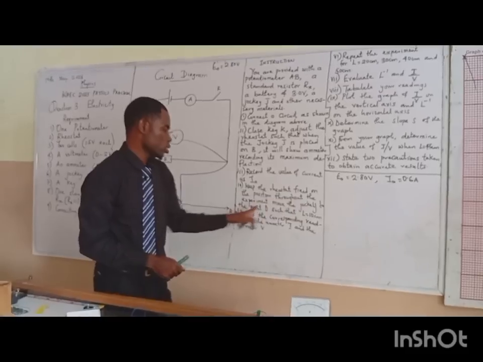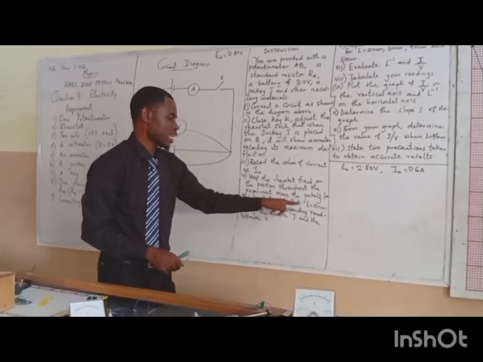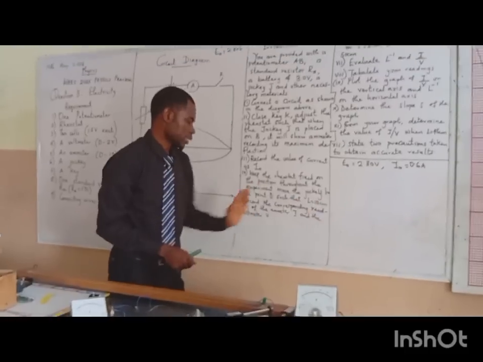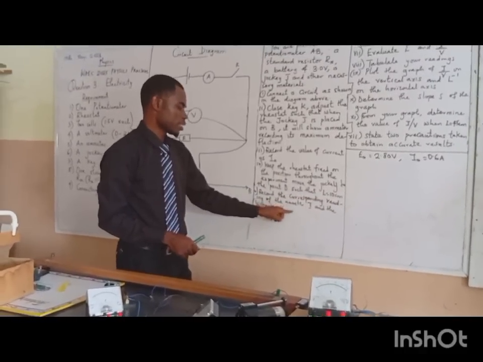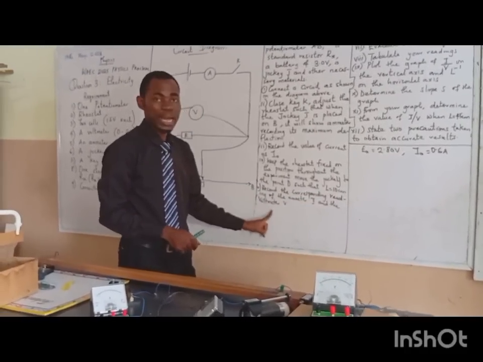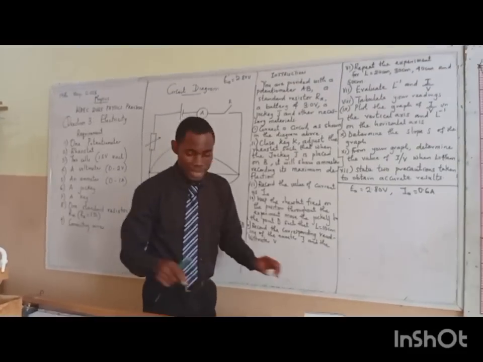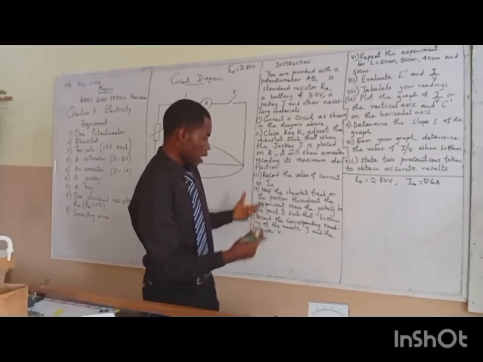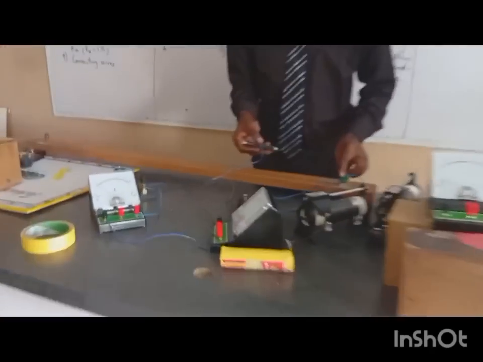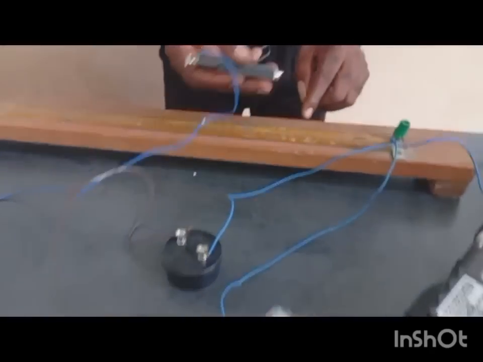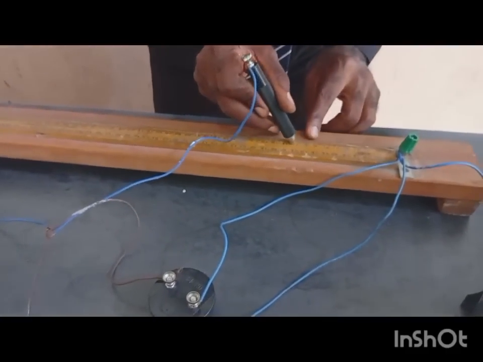Move the jockey to the point D such that L is equal to 10 centimeters. Record the corresponding reading of the ammeter I and the voltmeter V. That is, at that moment now, I will record. Now they say I should place on 10. Camera closer, I want to place on 10. Whatever I record, there is what I will record for my voltmeter.